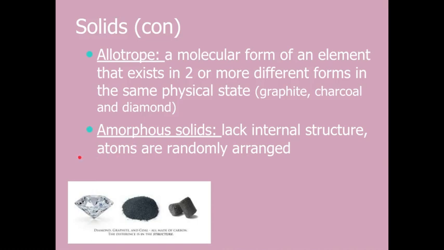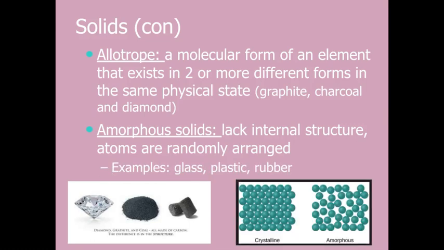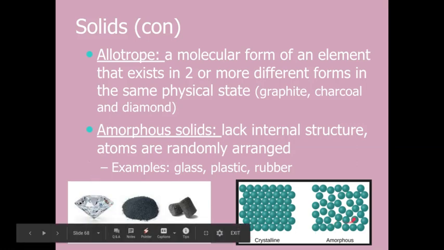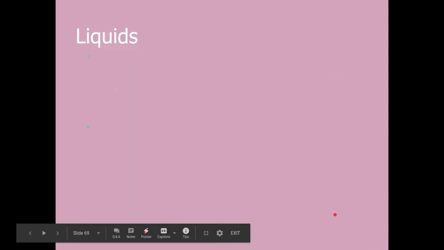An amorphous solid is a lack of internal structure. These atoms are randomly arranged and they're not highly organized. Some examples of this could be glass, plastic, or rubber. So if we look at this example down here of an amorphous solid, we can see that we really don't have much structure. Again, the atoms are more so randomly arranged.